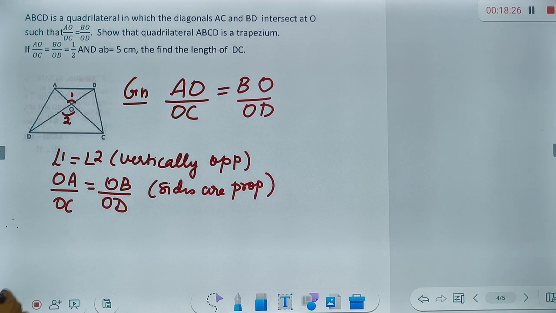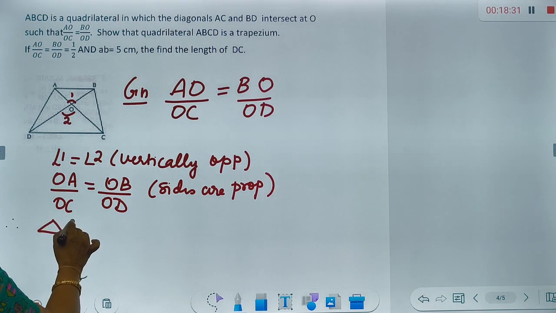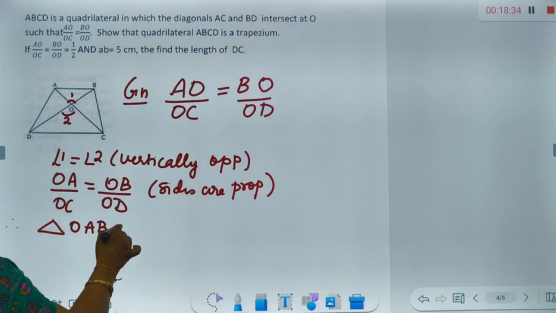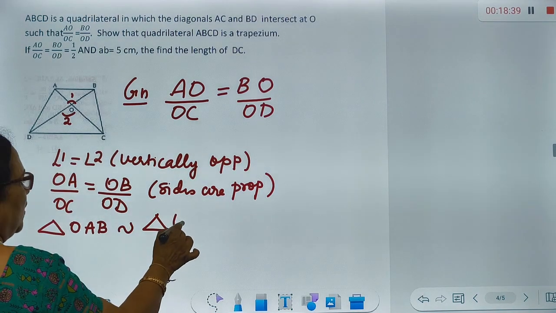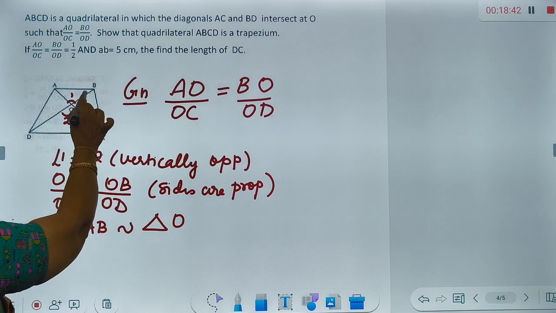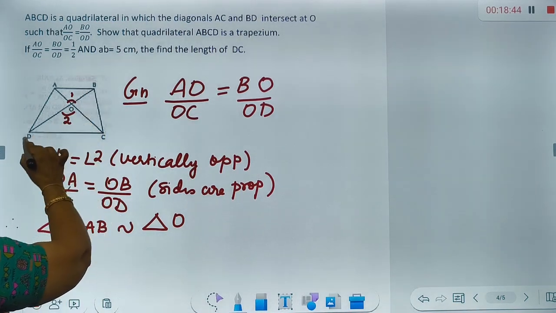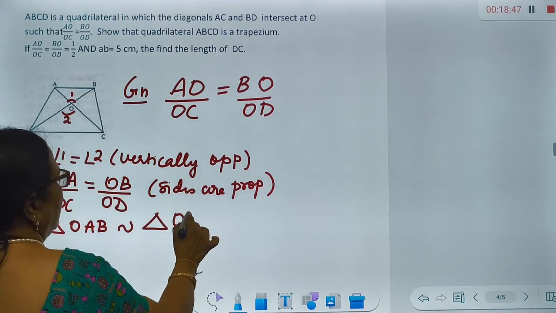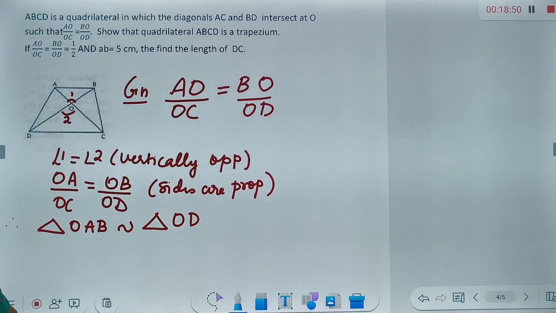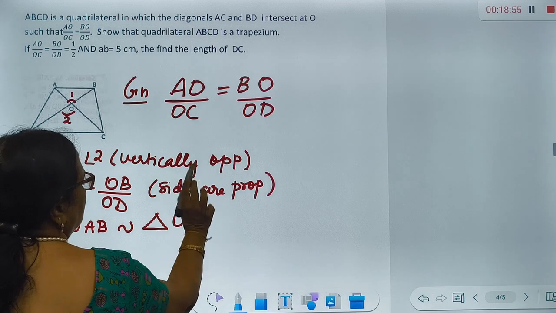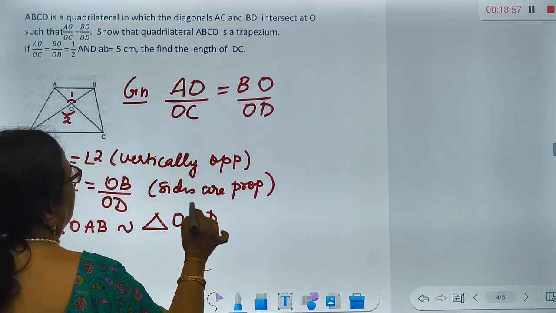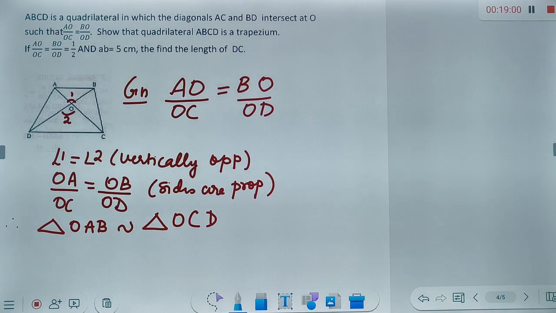Therefore, by similarity rules, triangle OAB is similar to triangle... How will you write the similarity? In the place of O, you have O. In the place of B, you have D because OB is proportional to OD. And in the place of A, you have C. Now the two triangles are similar.